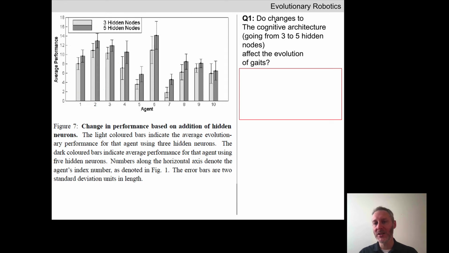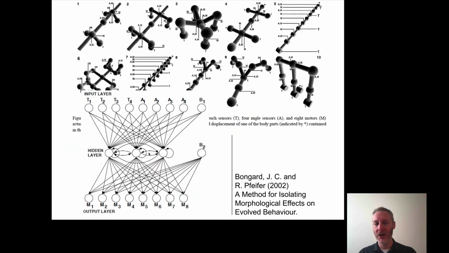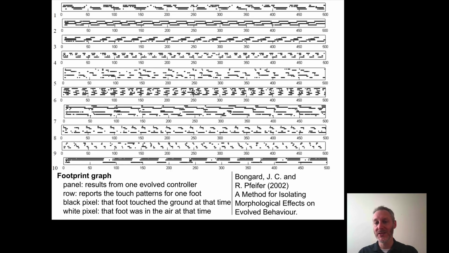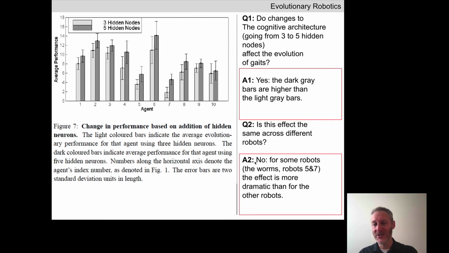So the answer to question number 2, do changes to the cognitive architecture. Remember, cognitive architecture means the number of neurons and how they're wired up. Usually the cognitive architecture is fixed by us, and we let evolution find the synaptic weights for that architecture. So increasing the architecture definitely helped, but this effect is not the same across robots. It helped more for the snakes than it did for the others.